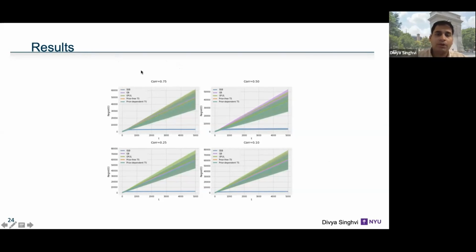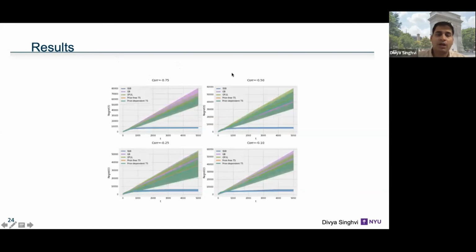Now, instead of positive correlation, one can also test how the algorithm performs when the correlation is negative. Here are the results for negative correlation. Again, we have 4 different experiments, each with a different correlation. You see that the proposed algorithm continues to outperform benchmark algorithms even when the correlation is negative.